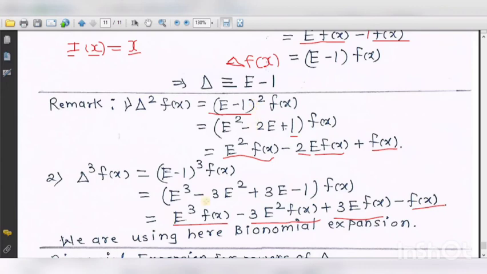Here you may have power 5, 6, 7, 8. Then how to do the expansion? Up to 3 we can write it directly. But if you have higher powers, like 4, 5, 6, 7, then how to do it? For this we will use the binomial expansion. Using the binomial expansion, we can immediately write the expansion of any power of (E minus 1). That we will see in the next lecture. I hope you have got this shift operator and how it works. Thank you.